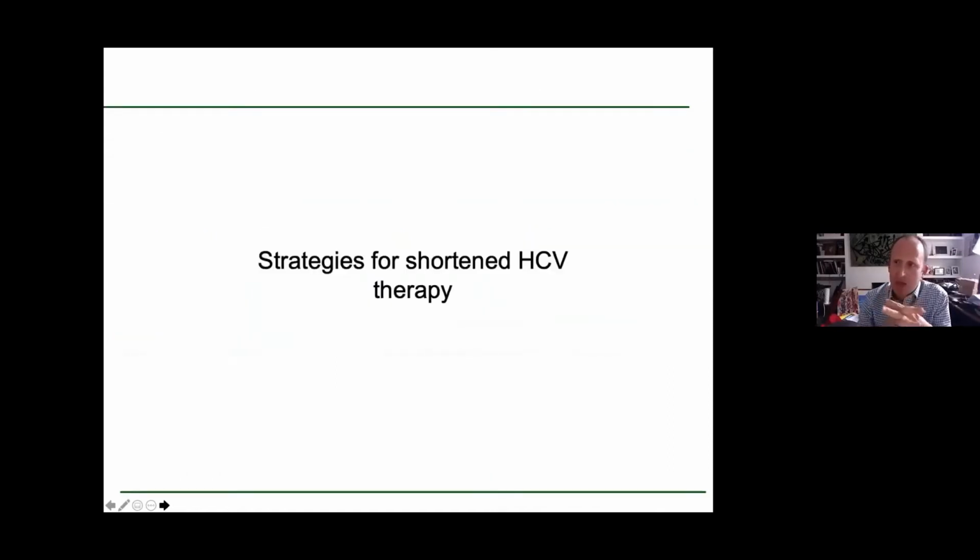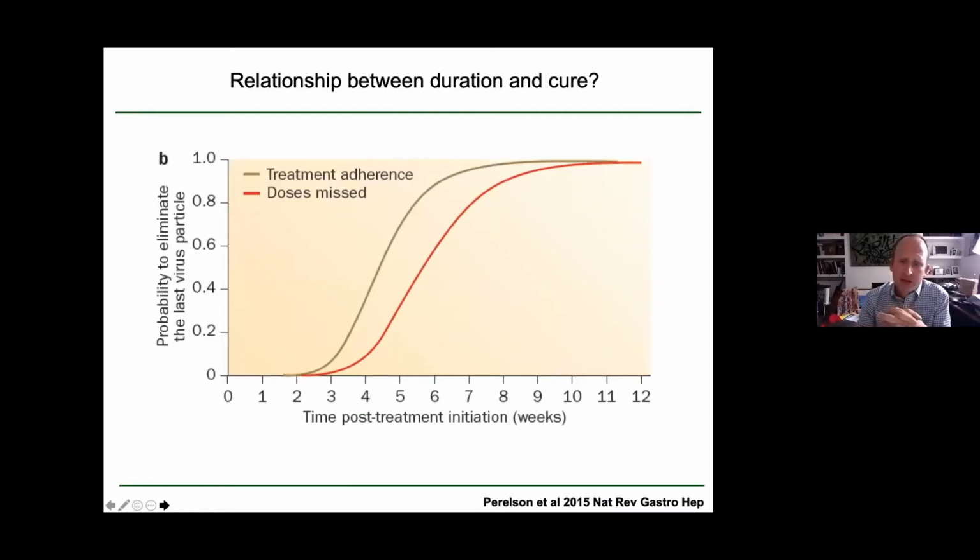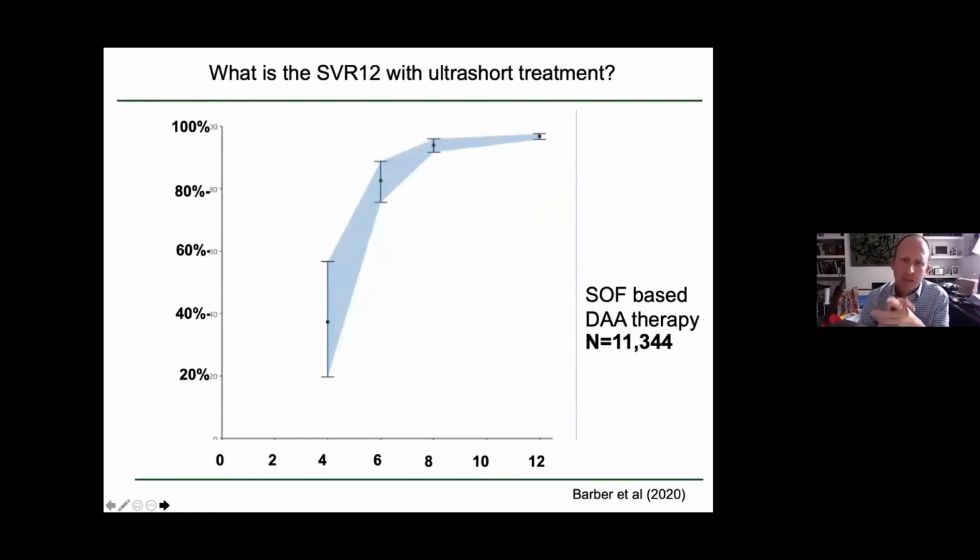So how do we have shorter courses of therapy that can have high cure rates? And I think this is a helpful theoretical graph, really. So the gold line here represents a mathematical estimation of the relationship between the duration of therapy and the likelihood of cure. And we can see this kind of sigmoid relationship. And in red, we can model what might happen if a patient missed a proportion of doses, and it's essentially shifting that curve. And the question arises, does this reflect reality?